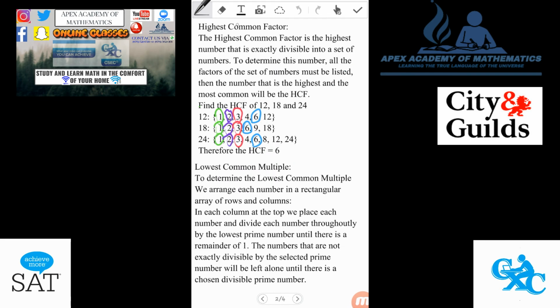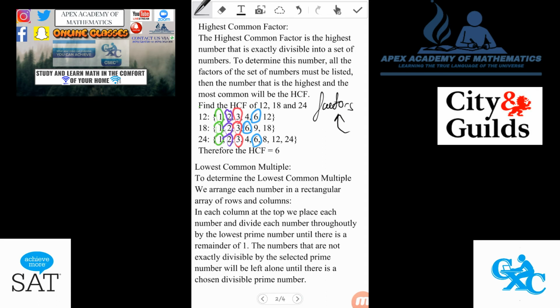So for the highest common factor, let's look at the definition. The highest common factor is the highest number that is exactly divisible into a set of numbers. Remember, I told you earlier to remember that factors is what goes into them. So therefore, it's no different here. What we're looking at are all the numbers that can go into 12. That's what is called the highest common factor. All the numbers that can go into 18, all the numbers that can go into 24, because factors represent all the numbers that can go into a specific number.